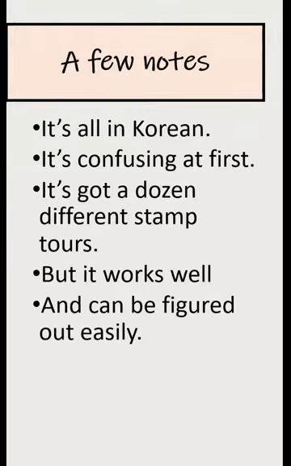Okay, so a few notes. It is all in Korean, so it is a bit confusing at first. And another reason why it is extra confusing is it has over a dozen different stamp tours within the app, not just the Peace World Bike Path. But it works well, and it can be figured out fairly easily, especially if you watch this video.